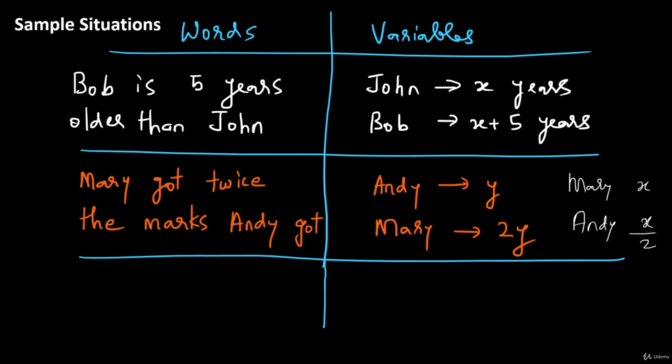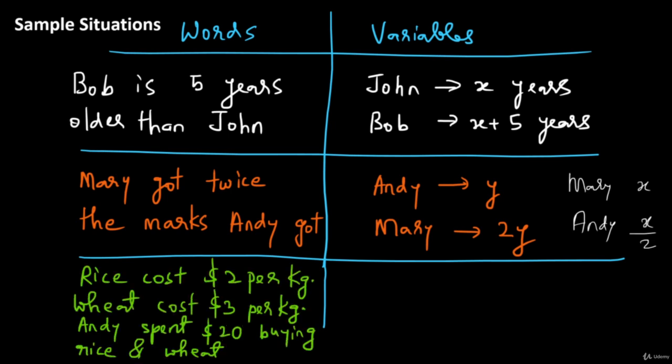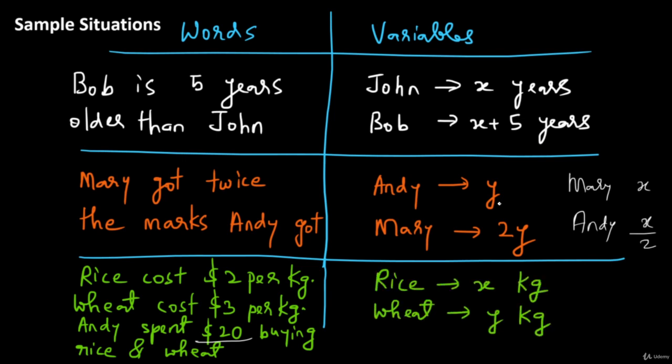Now let's take one more situation. Rice costs $2 per kilogram. Wheat costs $3 per kilogram. Andy spent $20 buying rice and wheat. So how do we convert this into variables? Let's take that Andy bought x kilograms of rice and y kilograms of wheat. So these are variables, right? Now we know that the cost of rice is $2 per kilogram. So for x kilogram, it will cost him 2 into x dollars, right? Now the cost of wheat is $3 per kilogram. So for y kilogram, it will cost him 3 into y dollars.